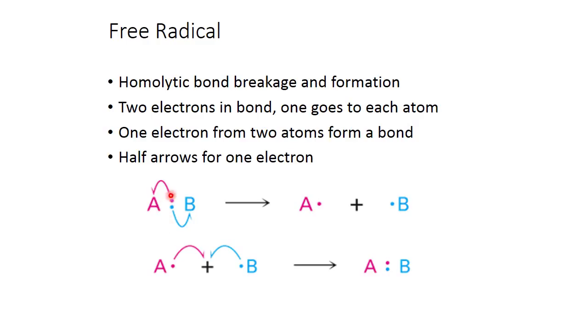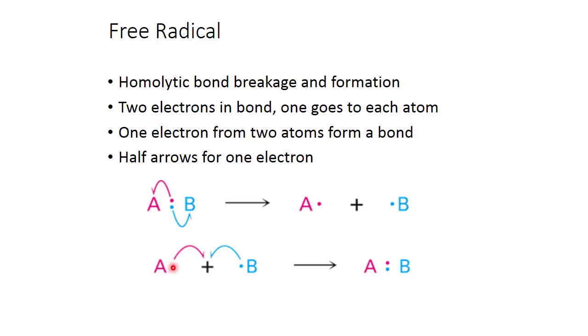So when we're showing a bond breaking homolytically and then one electron moving somewhere, we use that half arrow to represent only one electron. And so then this is the other electron. And so you see they're half arrows. So what are these half arrows showing? One goes here, one goes there.